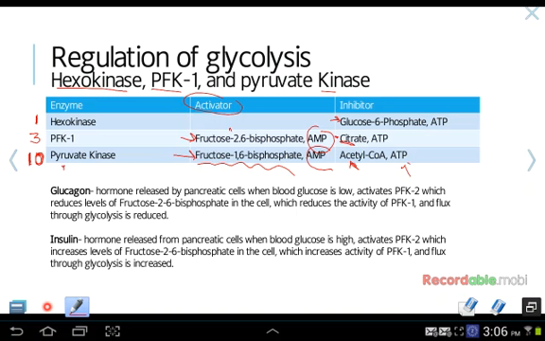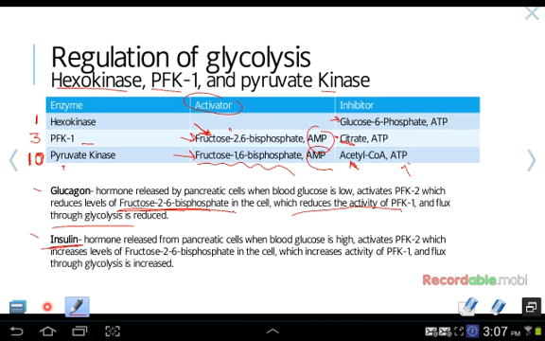Now, glycolysis can also be regulated by hormones. Two such hormones are glucagon and insulin. Glucagon is a hormone released by pancreatic cells when blood glucose is low. It activates an enzyme called PFK2, which is like PFK1, and which reduces the levels of fructose 2,6-bisphosphate in the cell. Remember, fructose 2,6-bisphosphate is an activator of PFK1. So if we reduce these levels, then we're going to reduce the activity of PFK1, which is going to reduce the flux of glycolysis, because it's going to slow glycolysis down.